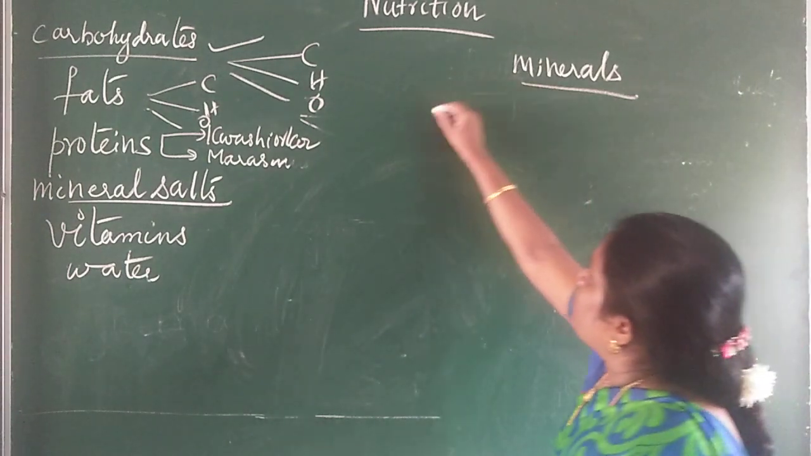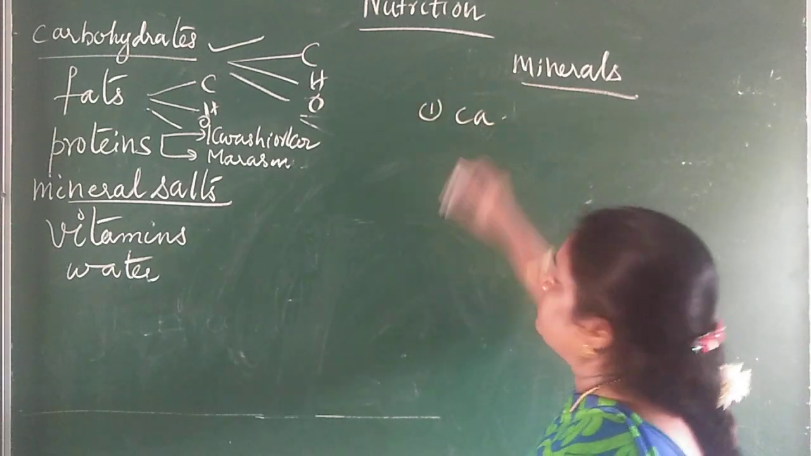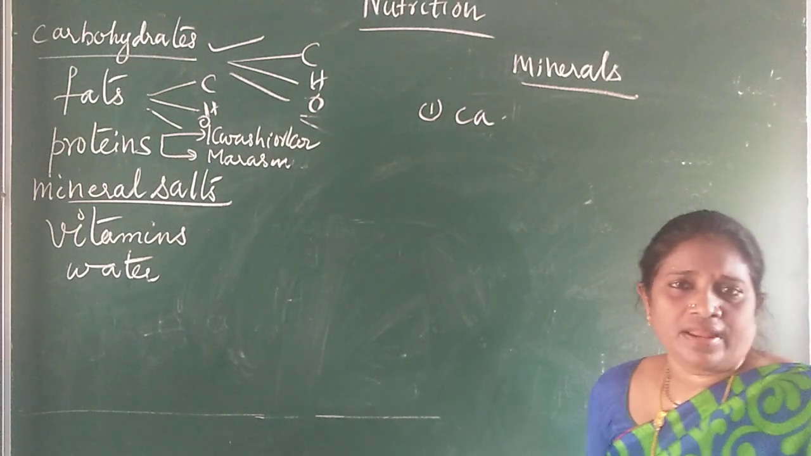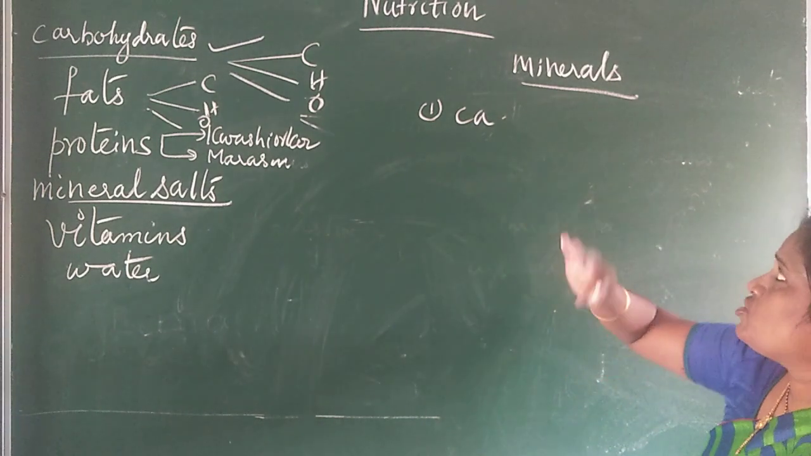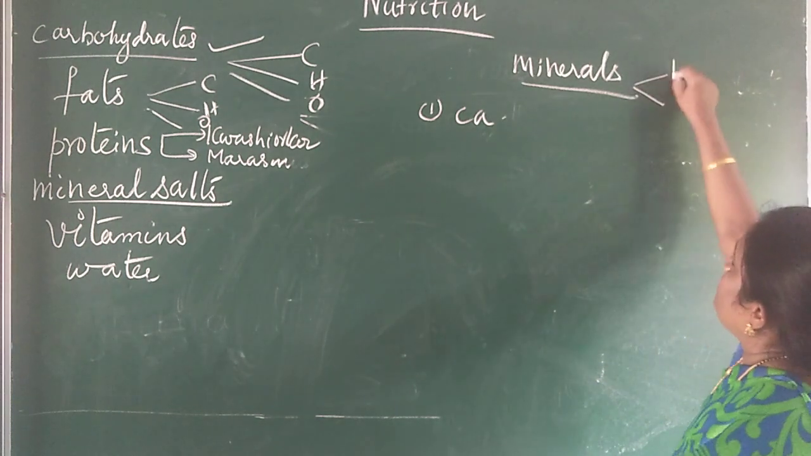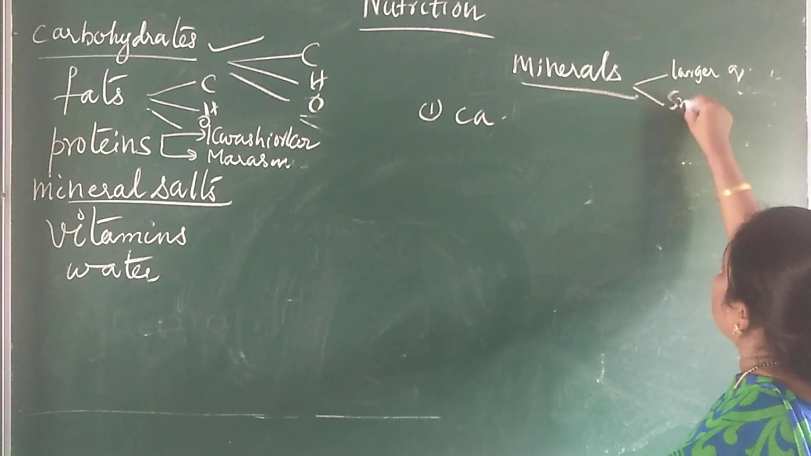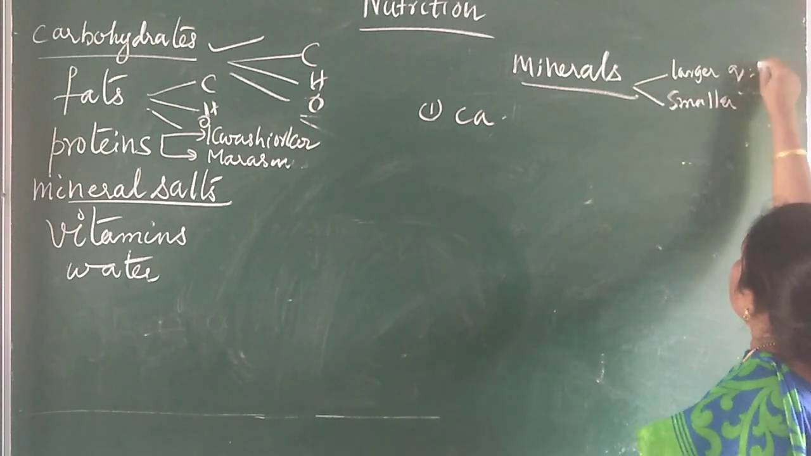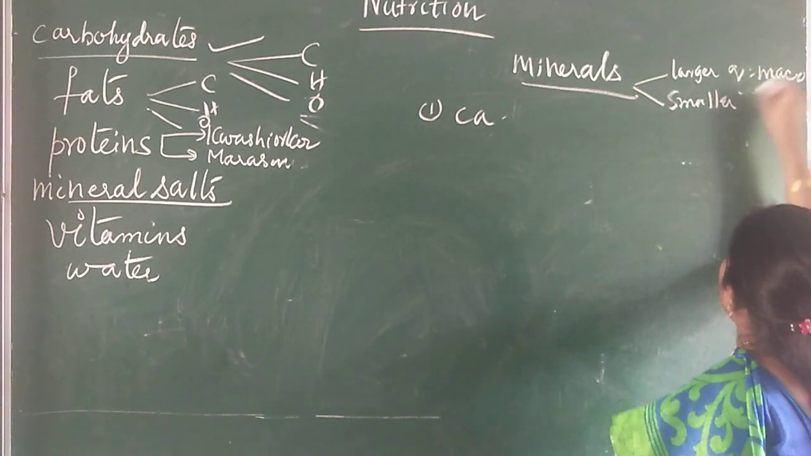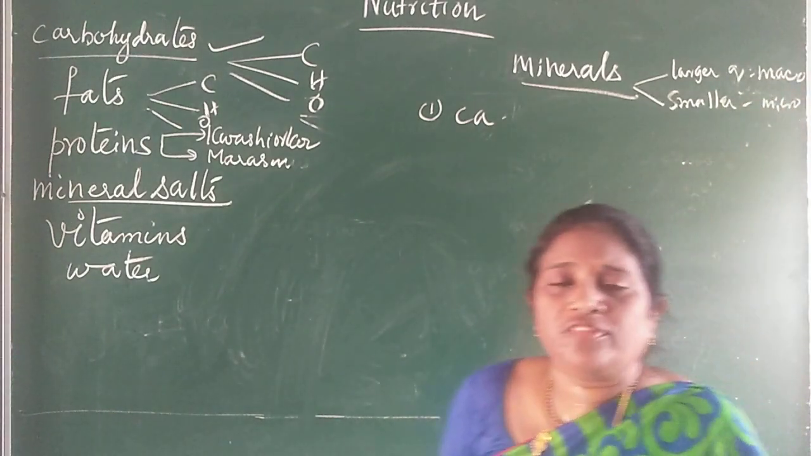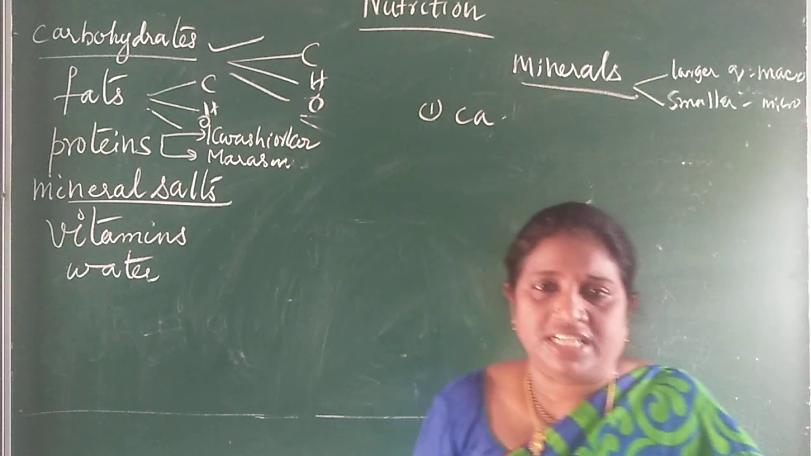Now, what are the various minerals essential for our body? Some of the important minerals are calcium, magnesium, iron, iodine. You actually have two categories of minerals: minerals needed in larger quantities and minerals needed in smaller quantities, macro and micro. Children, I will discuss only a few of them; the remaining you can study from the table.